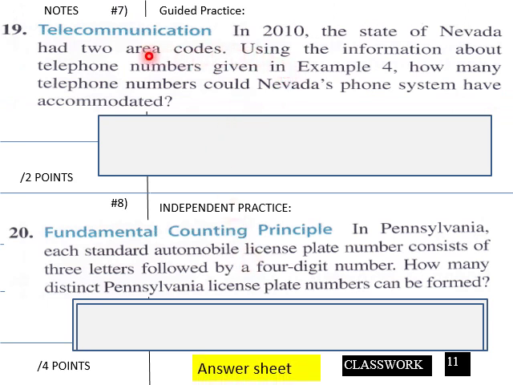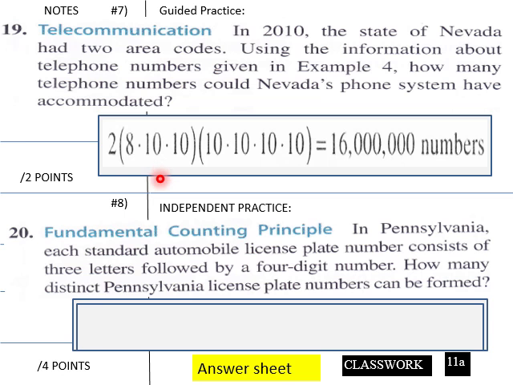In 2010, the state of Nevada had 2 area codes. Using the information about telephone numbers given in a previous example, how many telephone numbers could Nevada's phone system have accommodated? Students, there is a real similar problem down here. But for this one up here, we have 2 area codes, and then we just do the same product from the previous example and double that number. 16 million numbers would be possible with 2 area codes.